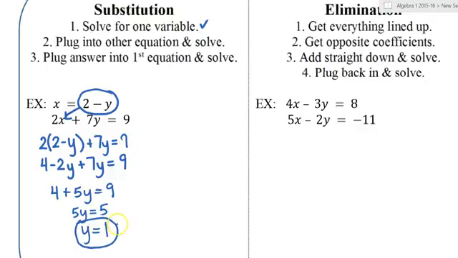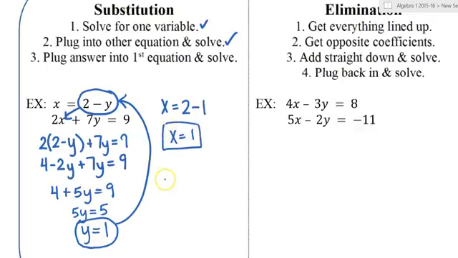And my phrase that I like to say is circle goes to circle. So we will now plug our answer into the first equation and solve. So circle goes to circle. X is equal to 2 minus whatever we got for y, which is 1. 2 minus 1 is 1, so it just so happens that x is also 1. You can write your answer as an ordered pair or as a coordinate, 1, comma, 1.